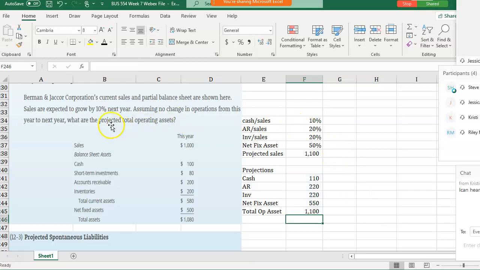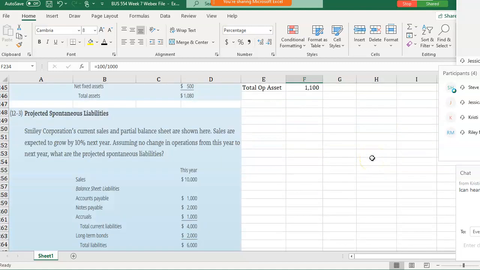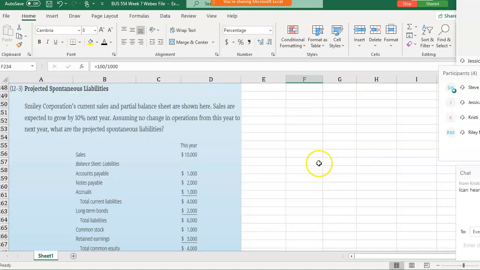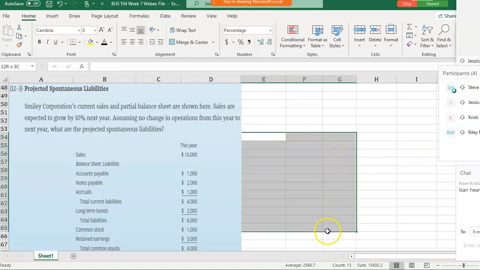So basically, and that's what they said right here, assume no change in operations. So what we're saying is these ratios will hold true from one year to the next. And that just allows me to go through and do the projection and get the new numbers. And so the next one's pretty similar, and this is question 3. And I did the same thing.